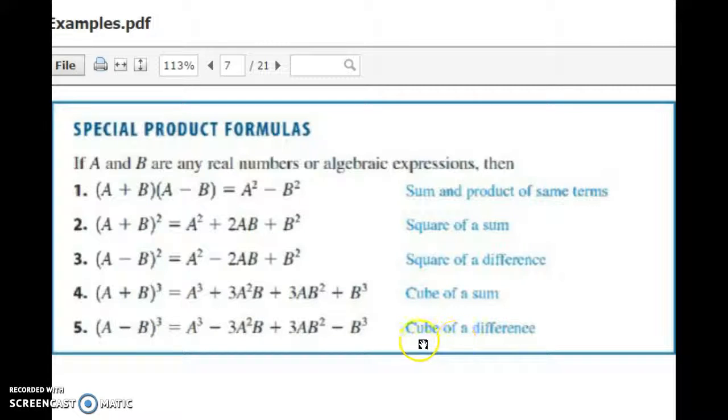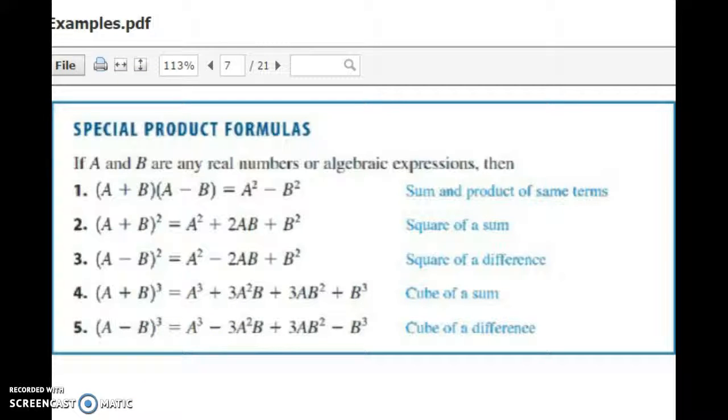If we look, cube of a difference right here, number 5, we do a cubed minus 3a squared b plus 3ab squared minus b to the third. So we could FOIL it. We could multiply this out and see where we get this from. These numbers are also from Pascal's triangle, and you'll notice the signs flip-flop because of the negative sign. But we don't have time for that.